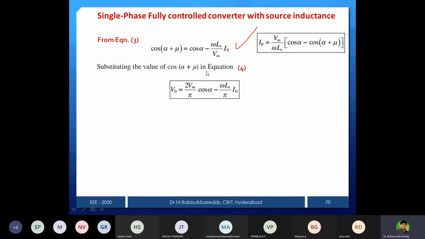Then what will happen? You will get V out is equal to 2 Vm by pi cos alpha minus omega Ls by pi into I naught. Now you compare with the R load equation and RL load equation. This is RL with source and without source. This is RL with the source inductance. What is the source inductance? Ls.